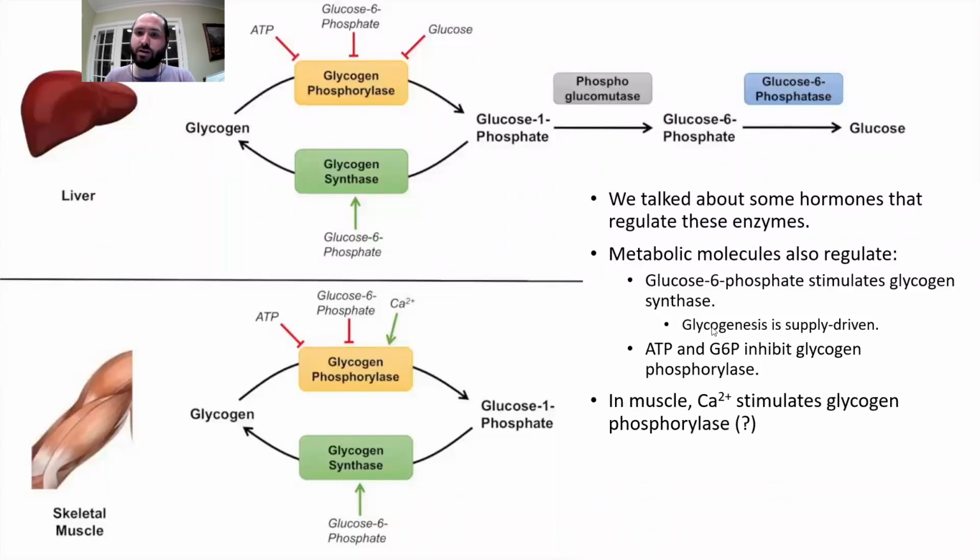Glycogenesis is supply driven. In muscle, this is interesting: calcium actually stimulates glycogen phosphorylase. Why would that be? This is specific to muscle; liver doesn't have this. So why would calcium want to stimulate glycogen phosphorylase? Because what does calcium presence in the muscle indicate?